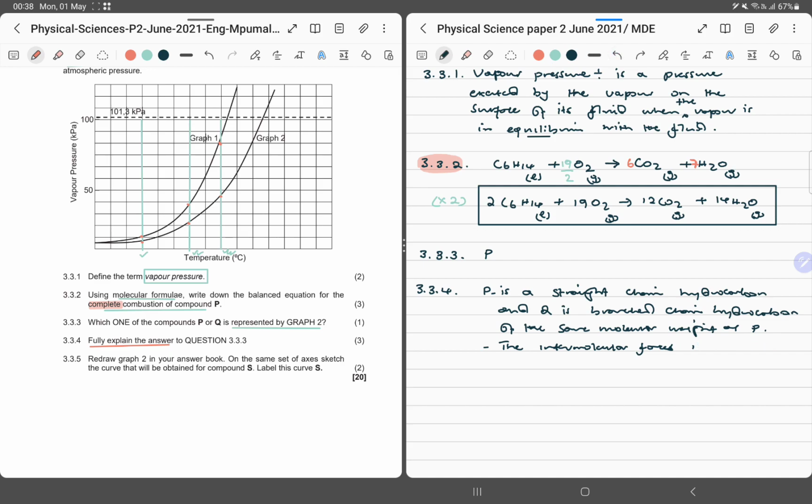Okay, let's try to write properly. I don't know why it always does this. The intermolecular forces in P have a larger surface area for their action compared to Q, which has a smaller surface area.